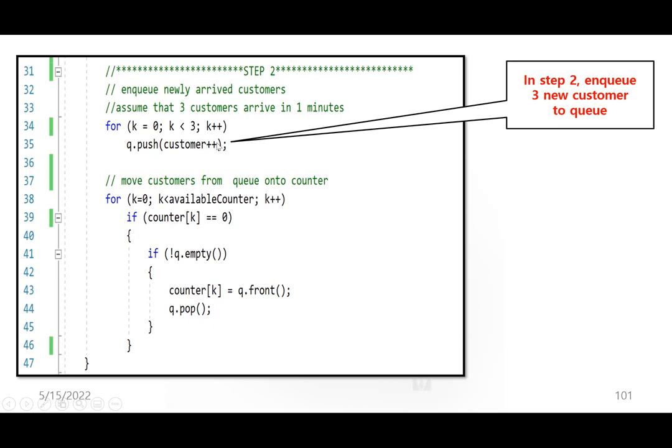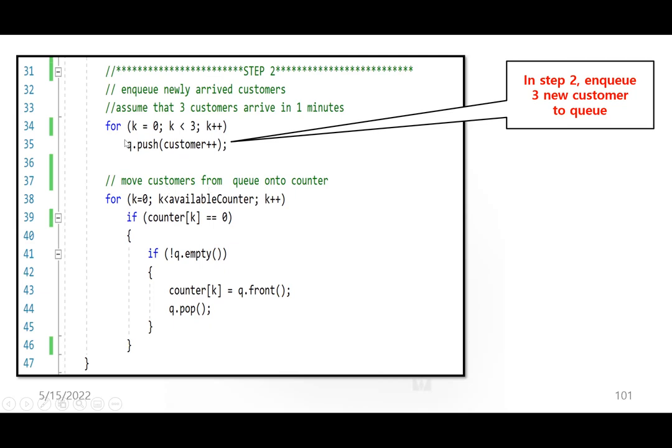Why do I need the plus plus here? Because this is to indicate the customer number. So initially my starting customer is customer 1. The value is 1. Then the second time when I push, it will be customer 2 because of the plus plus. Then customer 3 and 4, 5, 6, and so on.